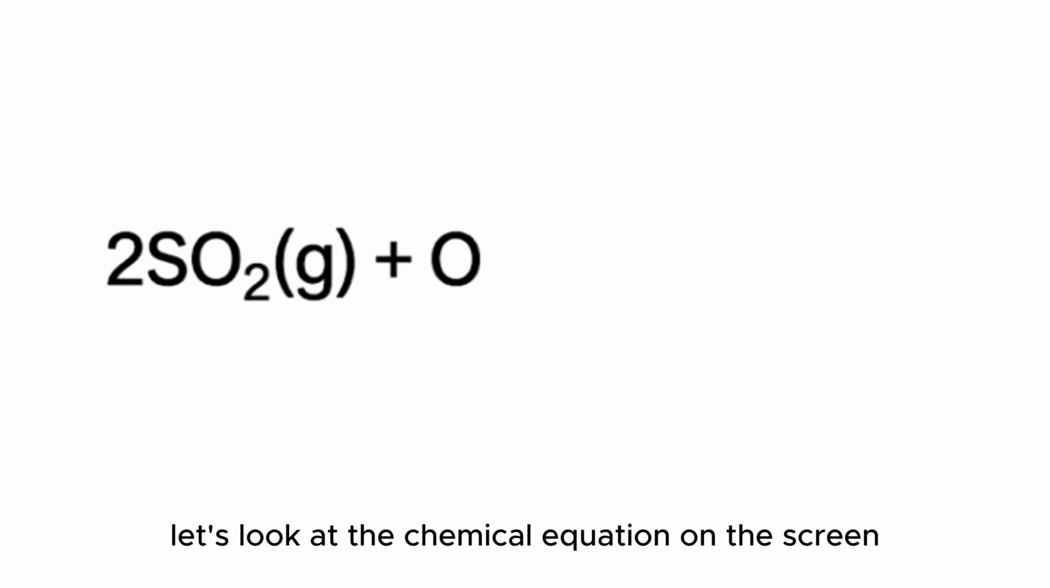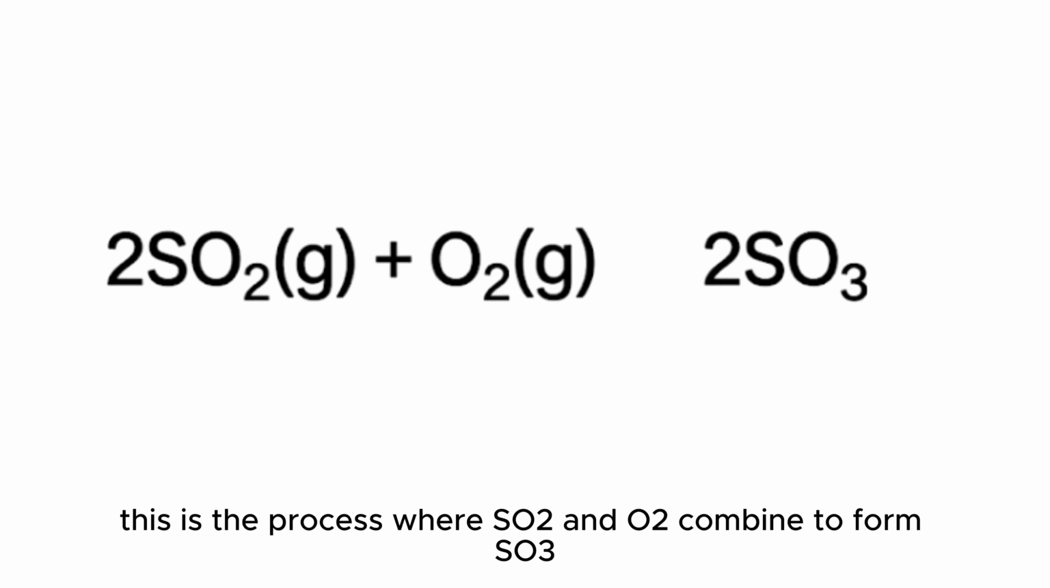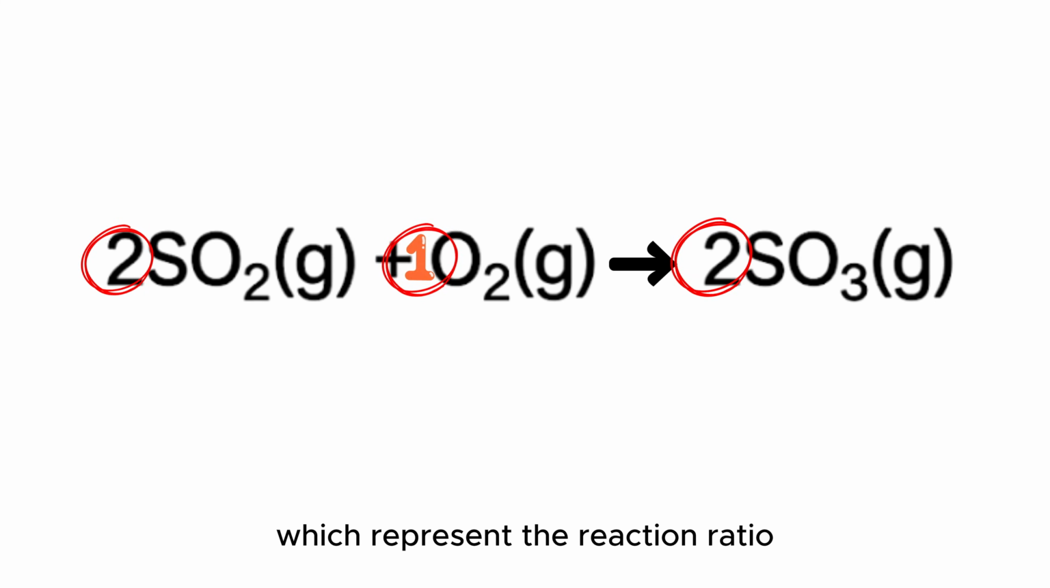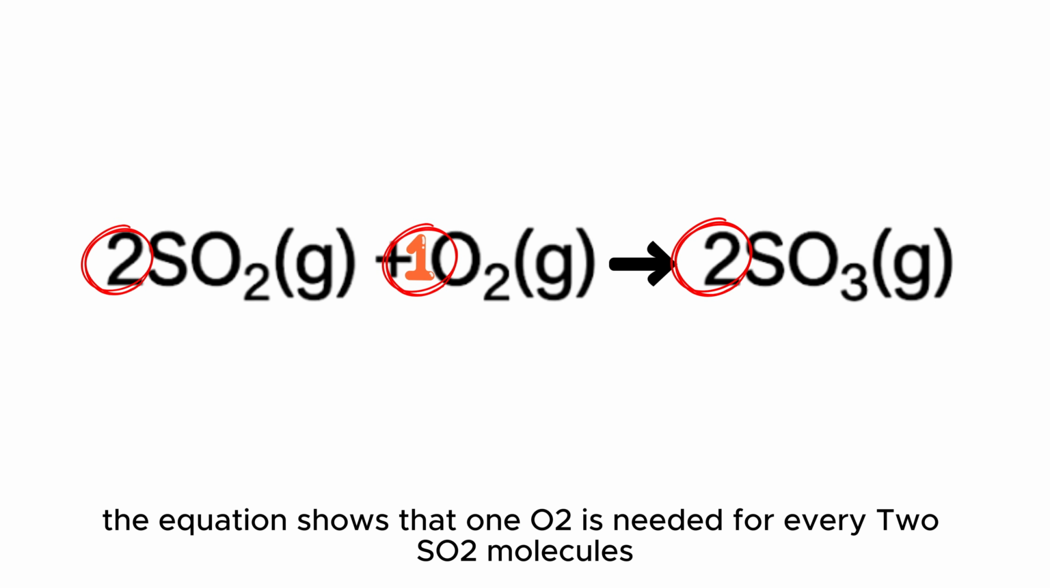Let's look at the chemical equation on the screen. This is the process where SO2 and O2 combine to form SO3. The most important part here is the numbers in front of the molecules, which represent the reaction ratio. The equation shows that 1 O2 is needed for every 2 SO2 molecules.